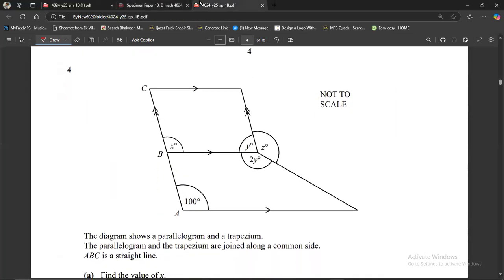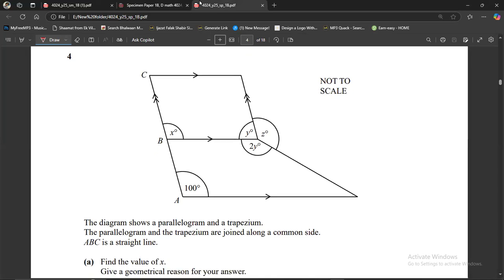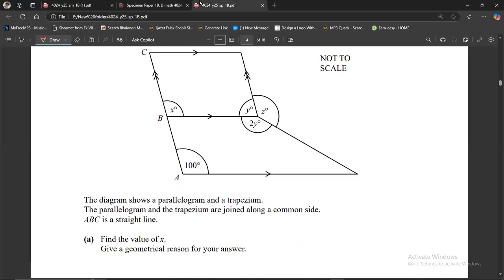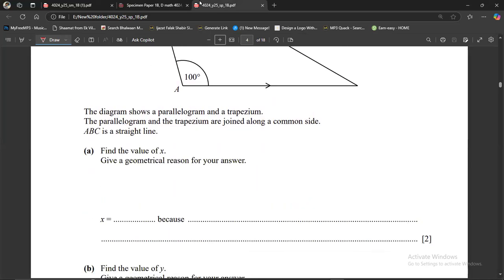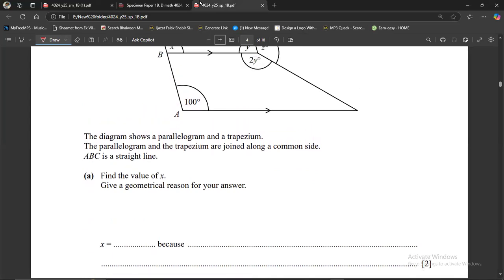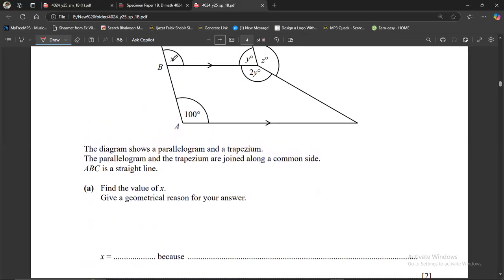The next question is question number 4. The diagram shows a parallelogram and a trapezium. The parallelogram and the trapezium are joined along a common side, and ABC is a straight line. Their first question is to find the value of x. And then they say give a geometrical reason for your answer. So we want to find out the value of x, and we have to give a reason.